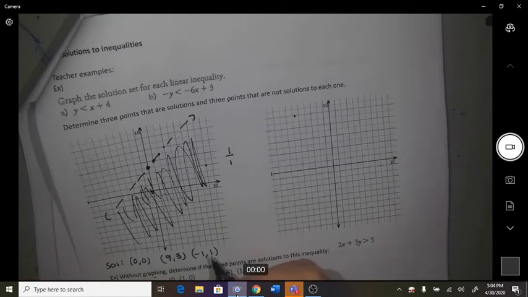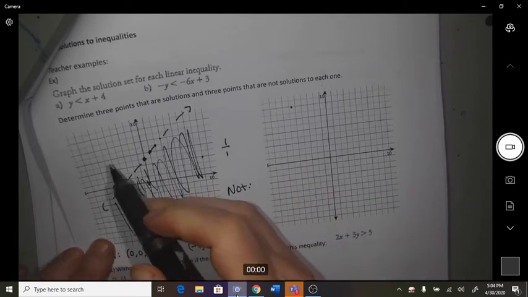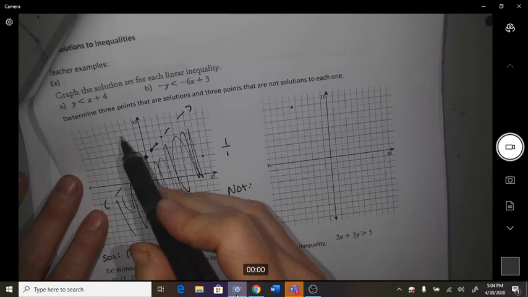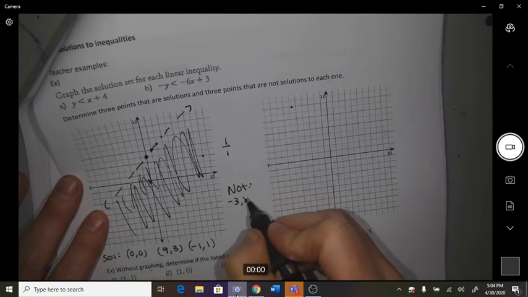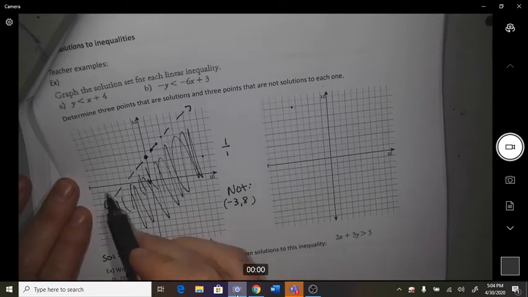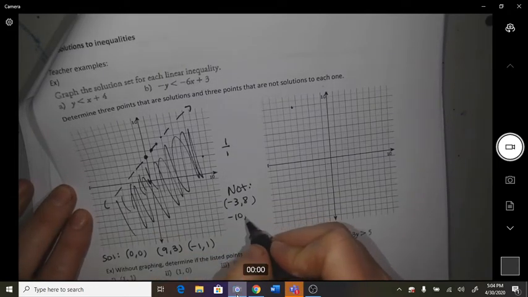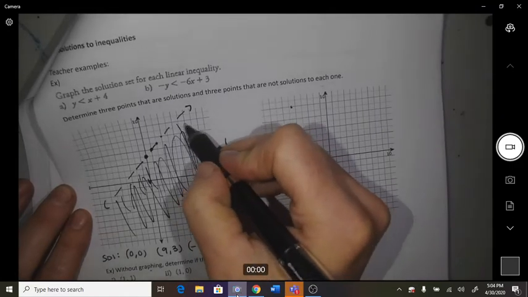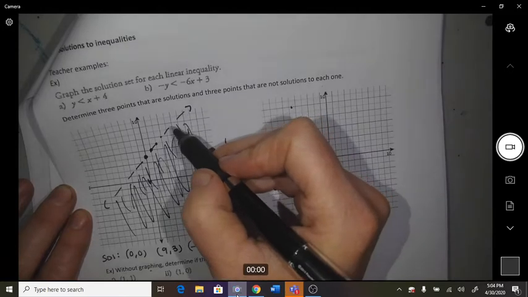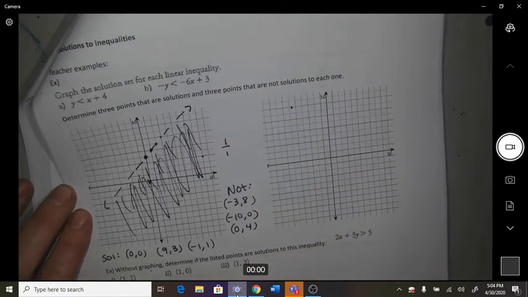Okay, and not a solution. So an example of not, we could go -3, 8. Way over here. We could include -10, 0 over here. We could also state that any point on this line is technically not a solution. So for instance, 0, 4 is not a solution.